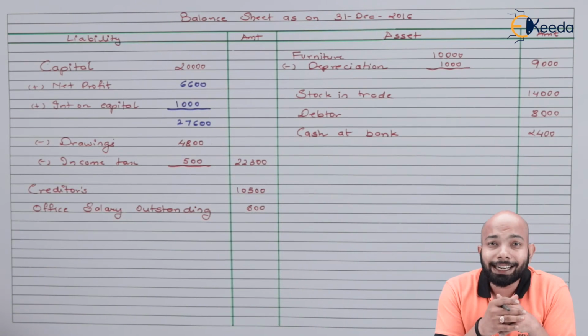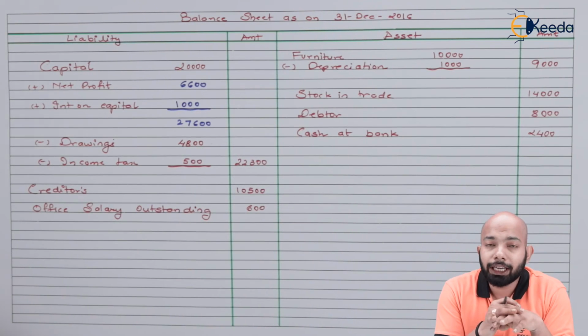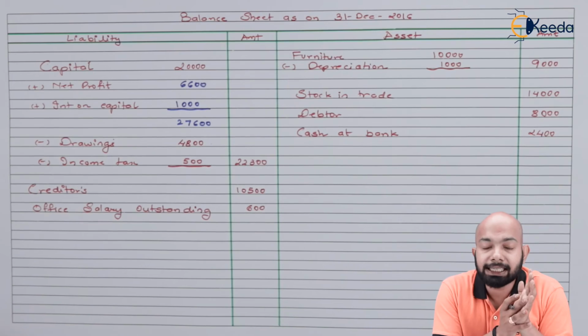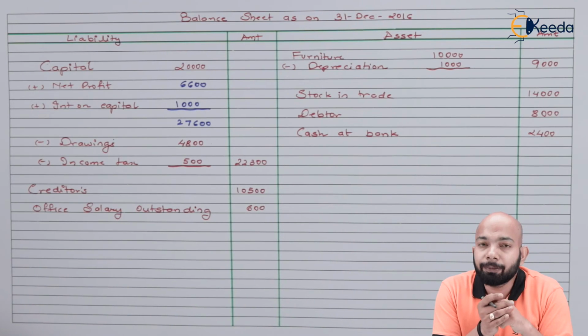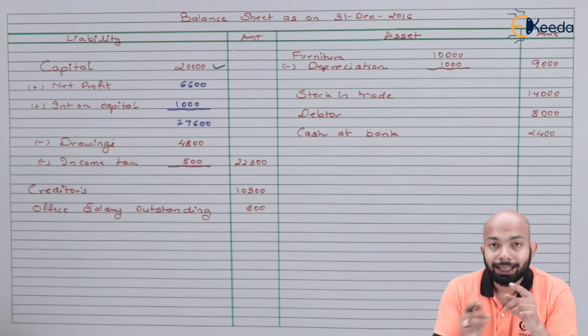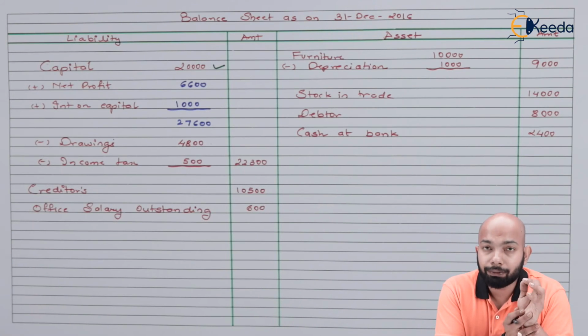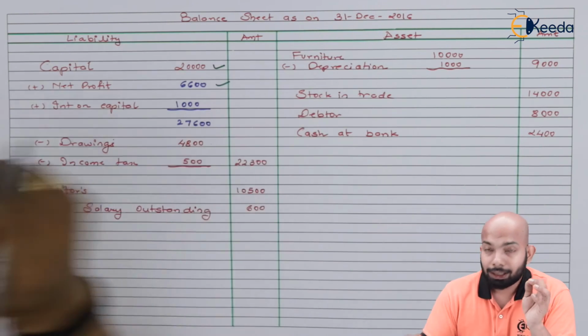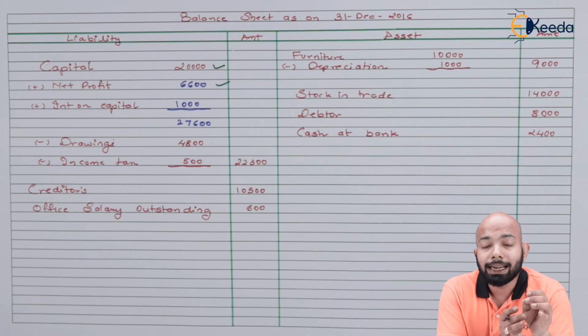Now, all the necessary items that are supposed to be a part of the balance sheet have been mentioned. Let's start with the liability side of it. The first thing that we have mentioned is the capital balance, 20,000. In that, we have to add the net profit that we have figured out. That is 6,600. And in that, we have to add the interest on capital, which we have figured out to be 1,000.